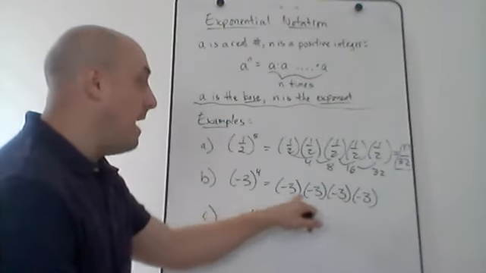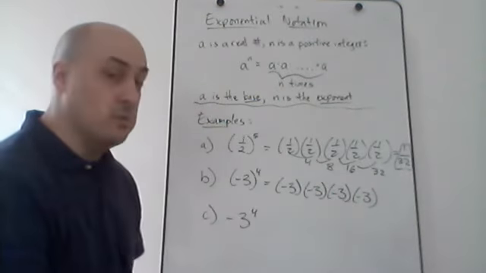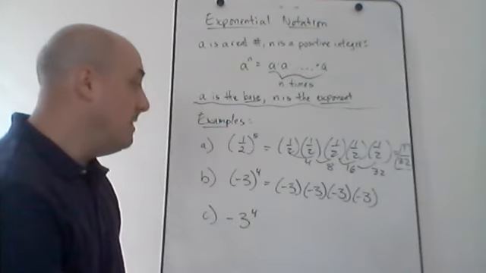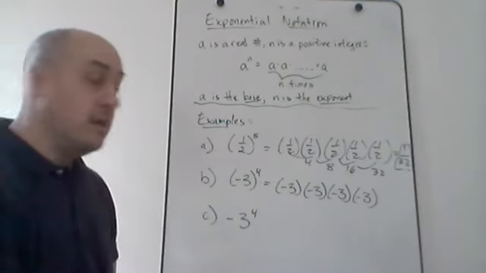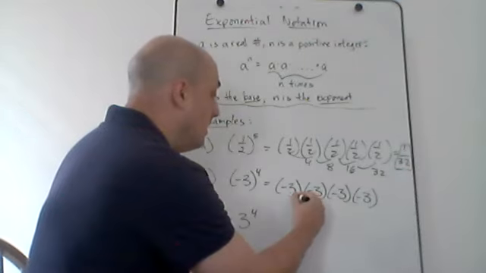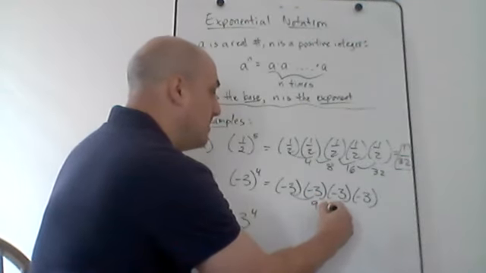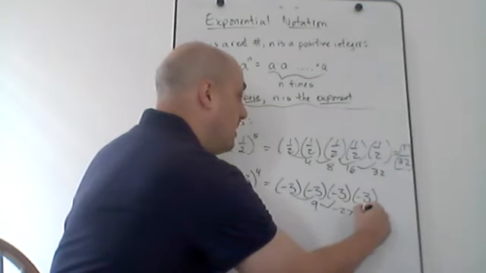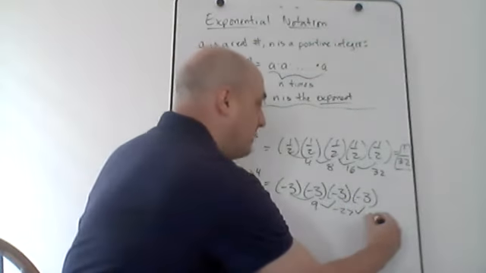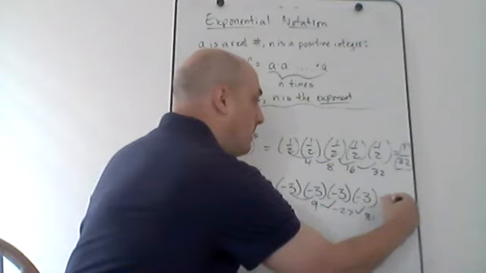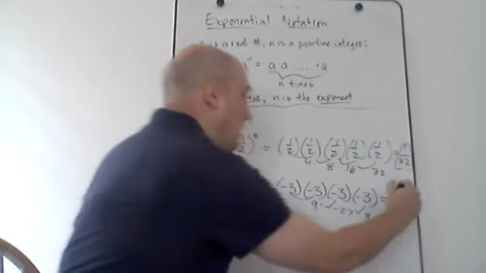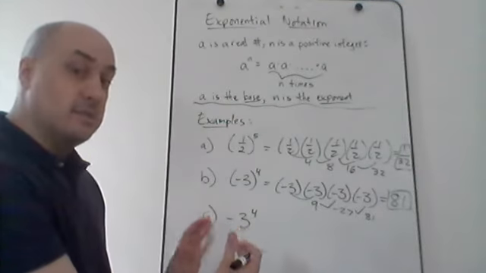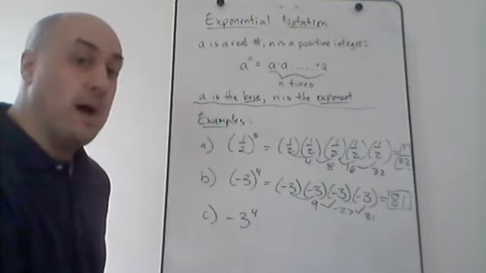So when I multiply it out, I put a -3 in each one of those parentheses. All right, and then if I multiply -3 times itself 4 times, let's see what we get. All right, so -3 times -3 is going to be +9. Positive 9 times -3 is going to be -27, and then -27 times -3 is going to be +81. Right, so -3 in parentheses raised to the 4th power equals +81.